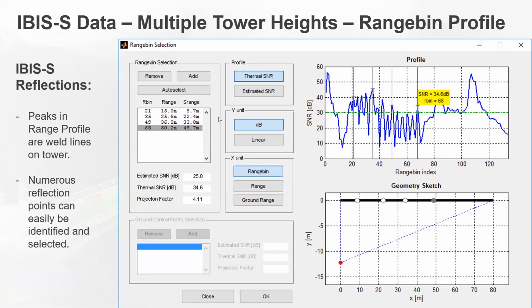This is, again, a range profile from the IBIS system. So on the top right, you can see each of these little peaks is related to a weld joint on that tower. So in this instance, I've picked off these four peaks to look at, so I can look at these 4 points. Again, you just have to get really good data from multiple points. You can really look at the full action of that tower.